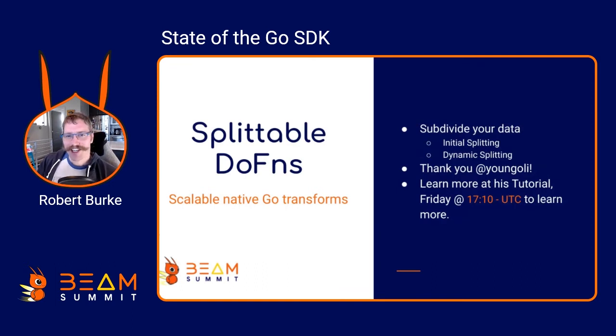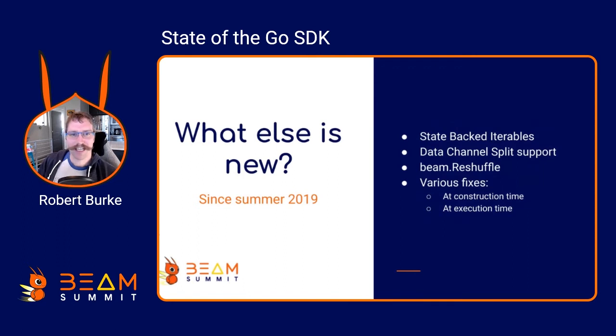But that's not everything that's changed with the SDK in this last year, though. Late last summer, state-backed iterables were added. This allows for hotkeys with large quantities of data to incrementally page the data associated with a key over the state channel rather than the data channel. This yields a more efficient use of memory, so you don't have to have the entire key and its iterable values in memory all at once. Not unless you absolutely need it. This gives the runner options and choice to run more efficiently.